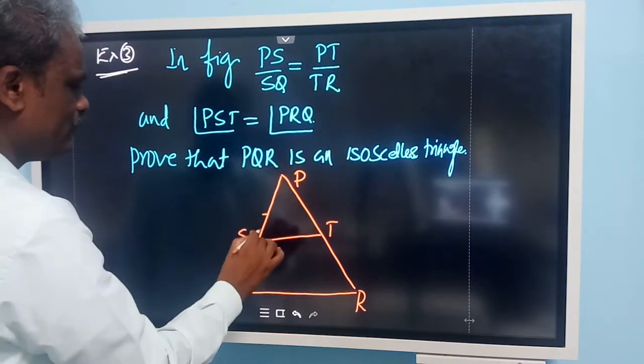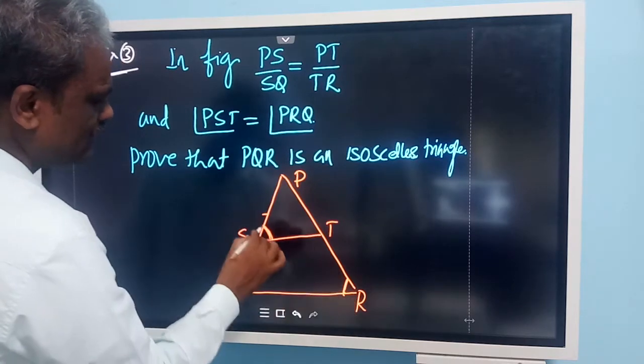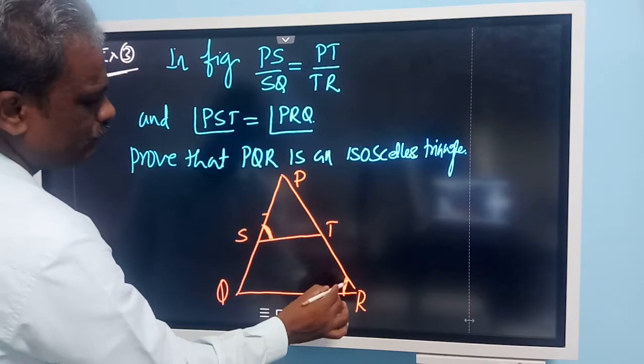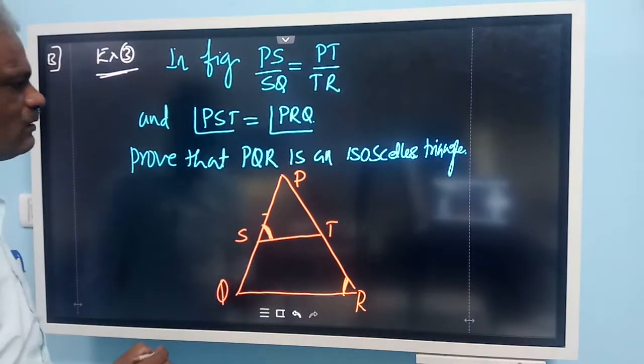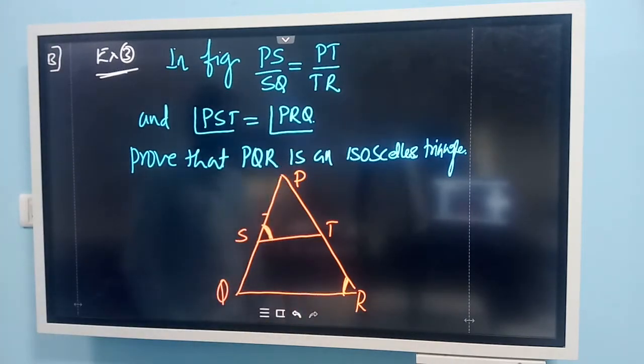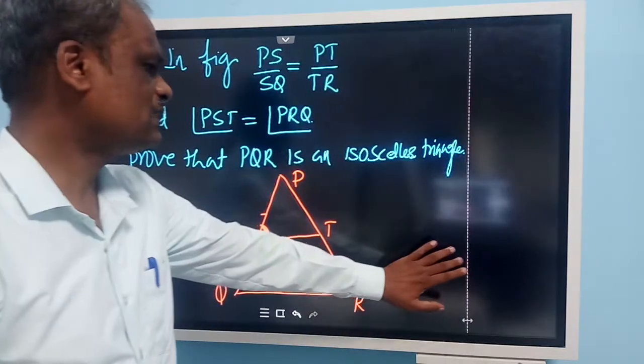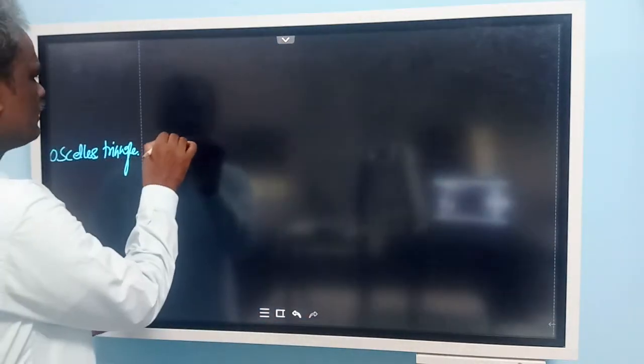And again, angle PST is equal to PRQ. So these two angles are equal. Now you have to prove that triangle PQR is an isosceles triangle. You have to show that PQ is equal to PR. Okay, so let us write what is given in the question.